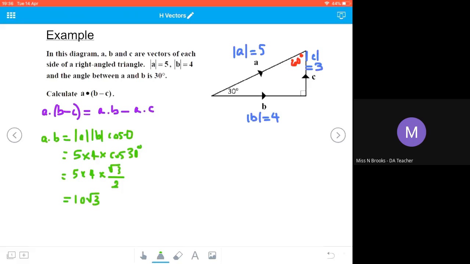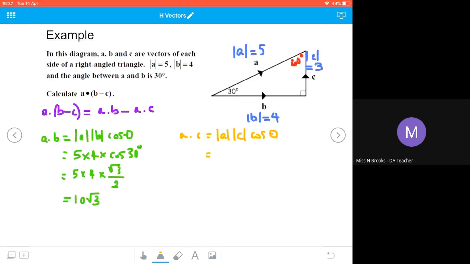Then we're going to work out A dot C. So A dot C is going to be the magnitude of A times the magnitude of C times cos of the angle in between. Now we just want to double check the direction of our arrows, and you can see this time they're both pointing into the vertex, so we don't have to make this negative.